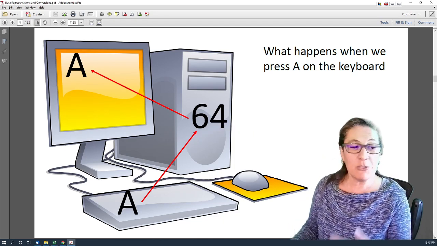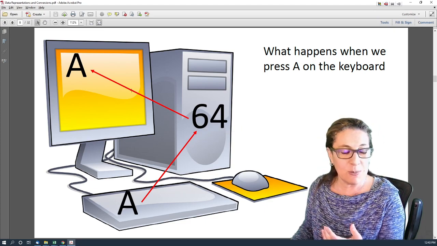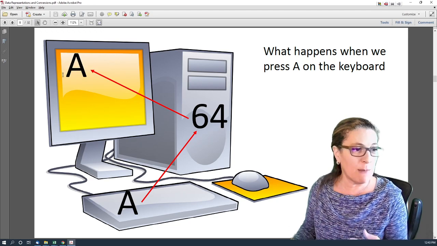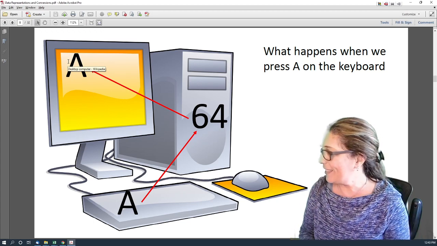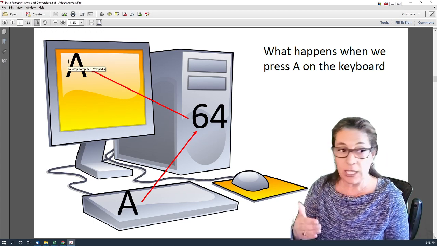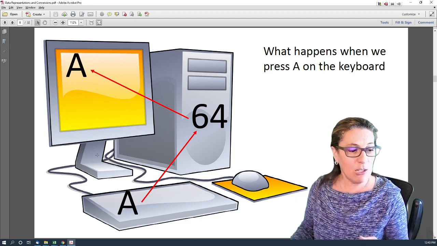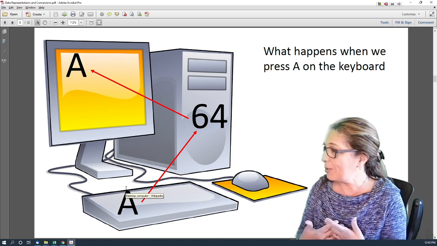Now, when we want to see that character, of course, this is going to be translated into a representation that we can understand. So it's going to come up as the picture A on the screen, so that we can understand that that's an A. But all of these peripherals like the screen and the keyboard, they are facing us, right? So we need that help.